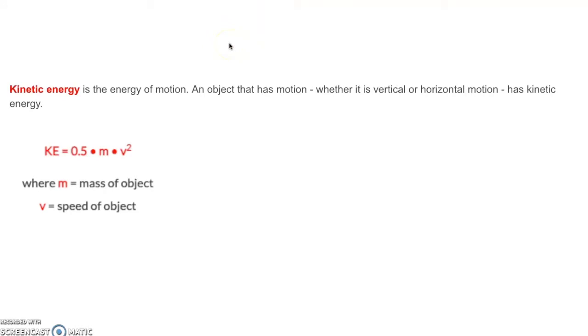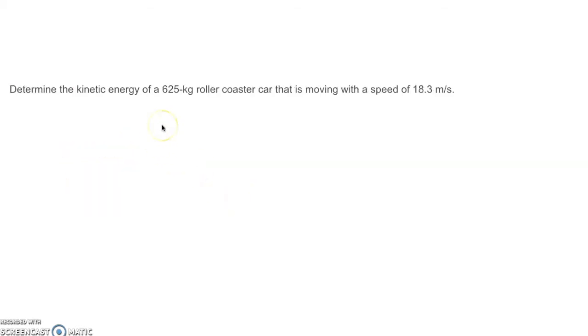And then we have kinetic energy. Kinetic energy, excuse me, is the energy of motion. An object that has motion, whether it's vertical or horizontal, has kinetic energy. And the kinetic energy equation is 1/2 times mass times velocity squared, or speed squared. So 1/2 mv squared. That is kinetic energy. So let's do a sample of this.